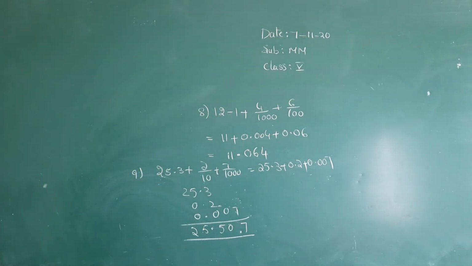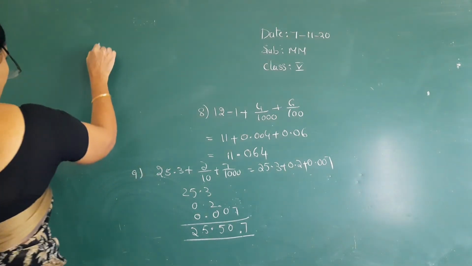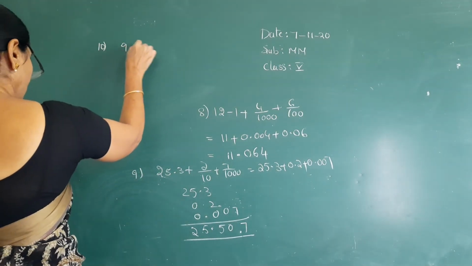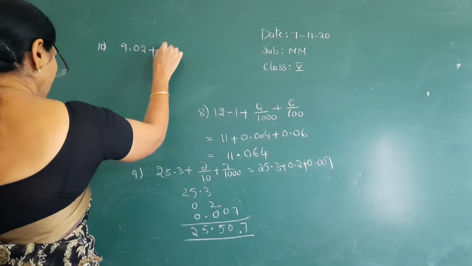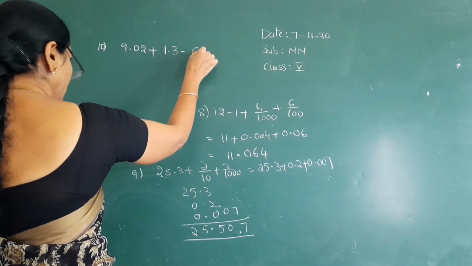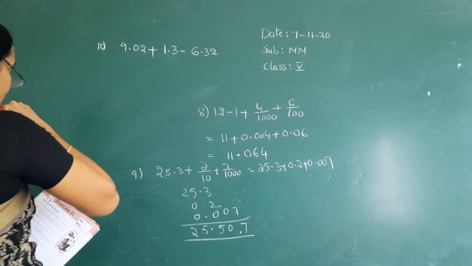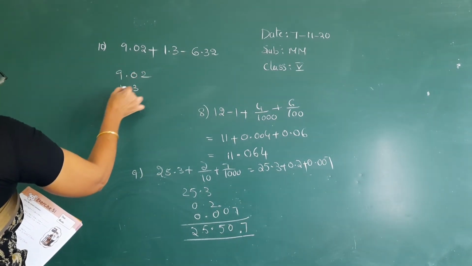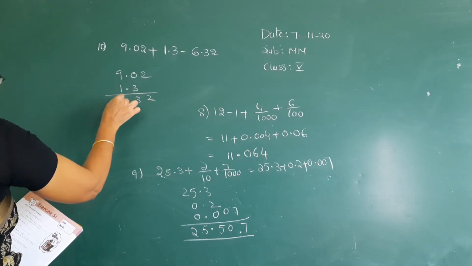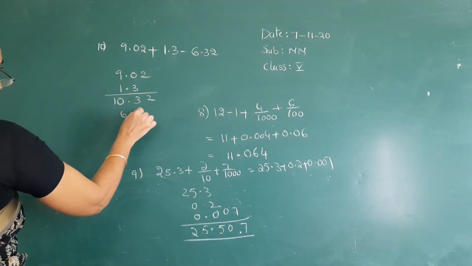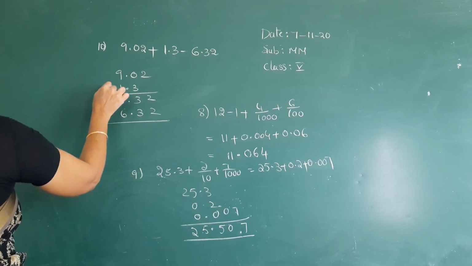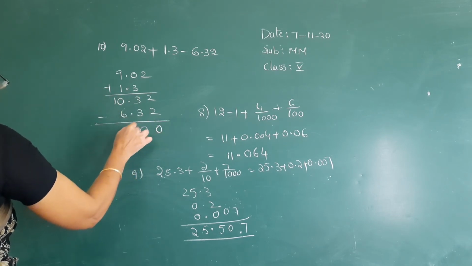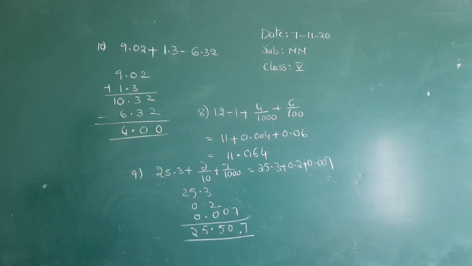The last problem in the exercise. 9.02 plus 1.3 minus 6.32. First of all, you have to add these two. 9.02, 1.3, 2, 3, 10. Next, you have to subtract 6.32. So 0, 0, 4. 4.00.